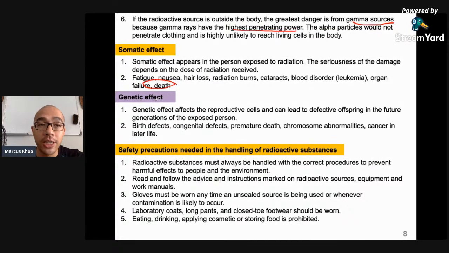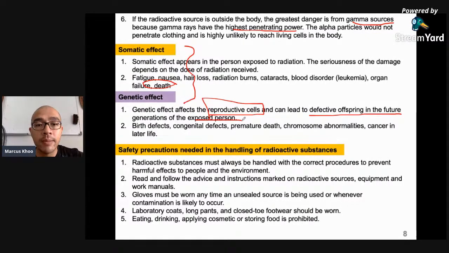Genetic effect. What happens to our genes? This part is all biology. The effect of radiation affects our reproductive cells, and that can lead to defective offspring in the future generations of the exposed person.